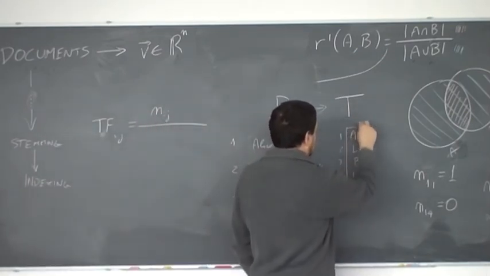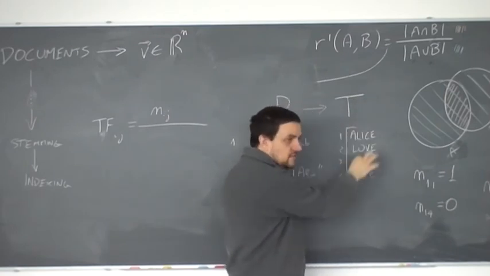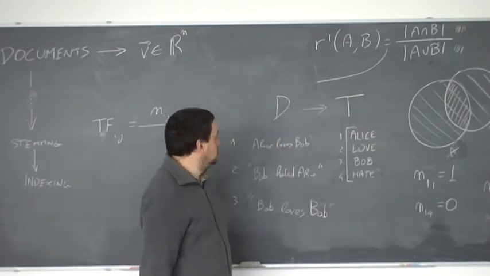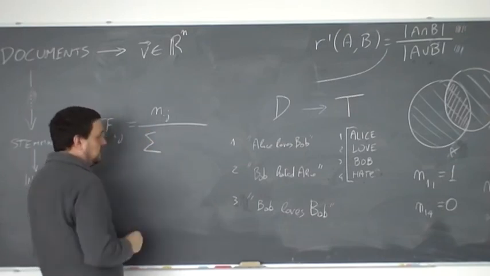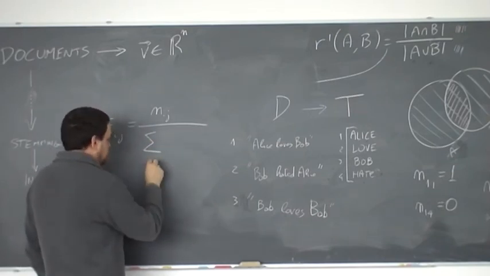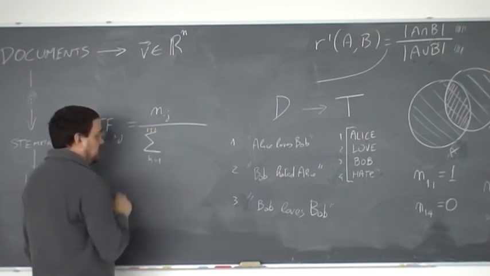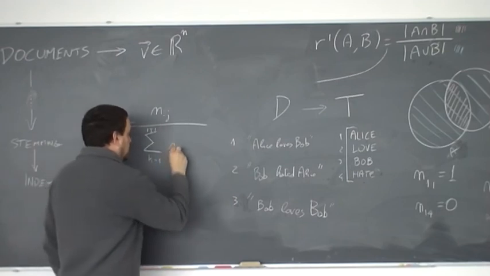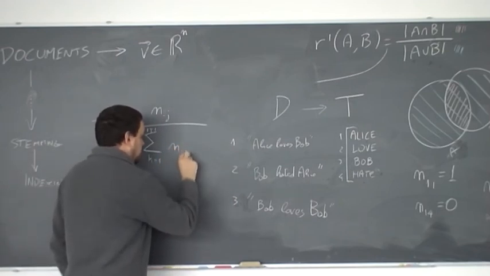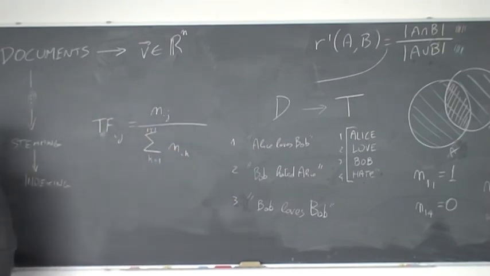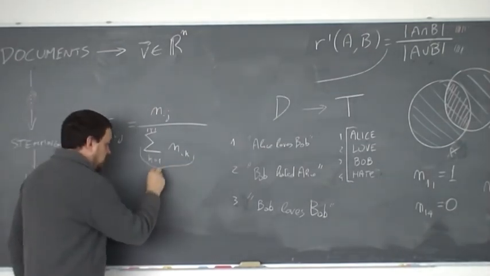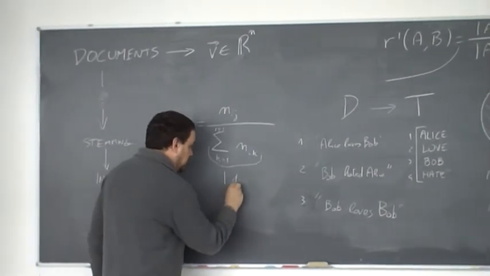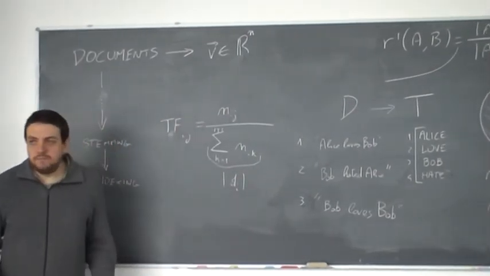Let's call it, okay, this set is called T, the set of terms. So we can just divide for all k from 1 to the number of terms of N_ik. Or if you prefer, this can be seen as the size of document i.